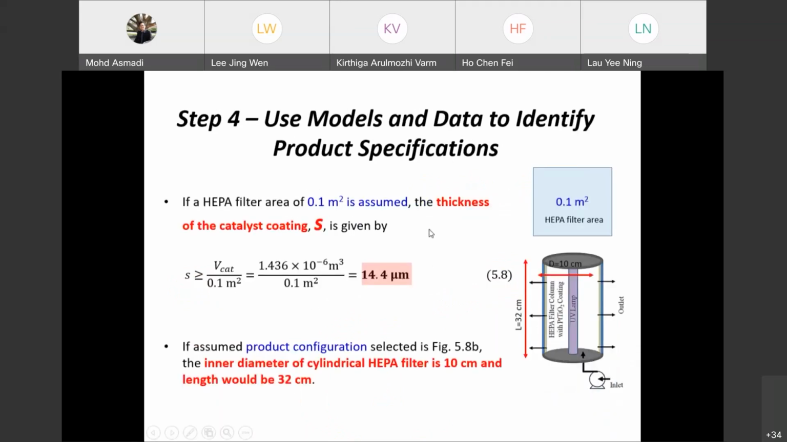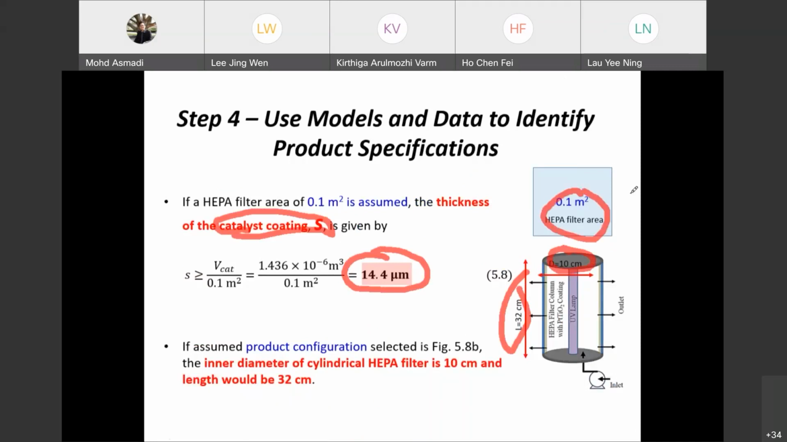If we consider the volume of the catalyst coating, the amount is 14.4 micrometer. After that we consider L equal to 32 centimeter and D equal to 10 centimeter. So the area is 0.1 square meter, by assumption. After that, what's next?